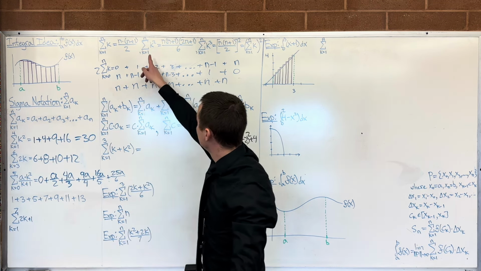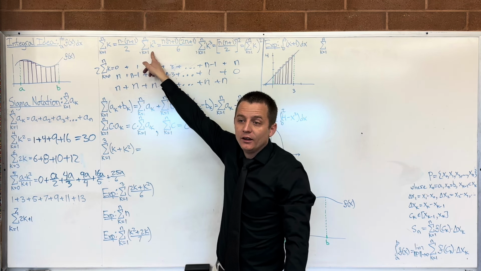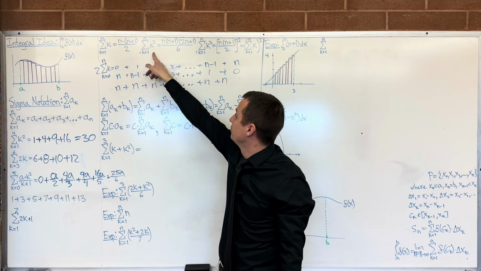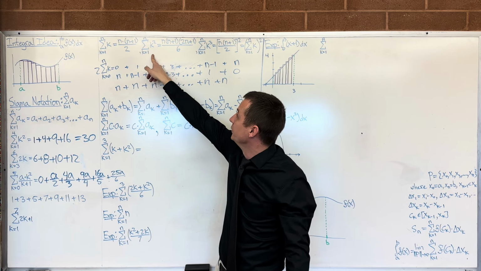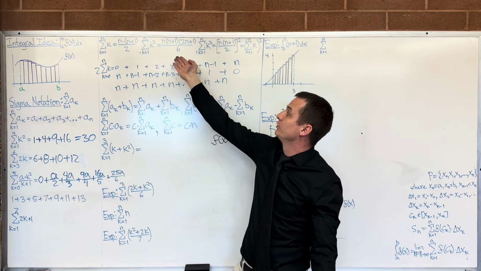Now, what if I had you do k squared? Unfortunately, we don't get to prove these. We need proof by induction. They're not hard proofs. If we were doing proof by induction, these would be standard proofs that we start with. But I don't have time to teach you proof by induction. So the result is n times n plus 1 times 2n plus 1 over 6.